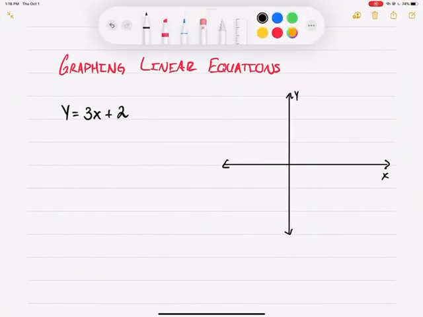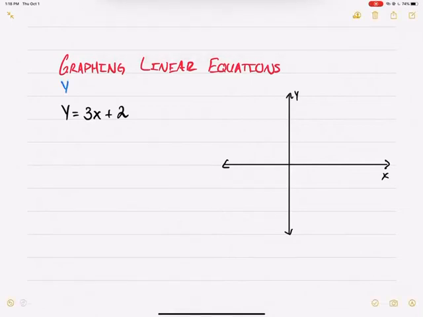Alright guys, today we're looking at how to graph linear equations, and it is incredibly simple. To graph a linear equation, we have to first make sure that our equations are in the form of y equals mx plus b.